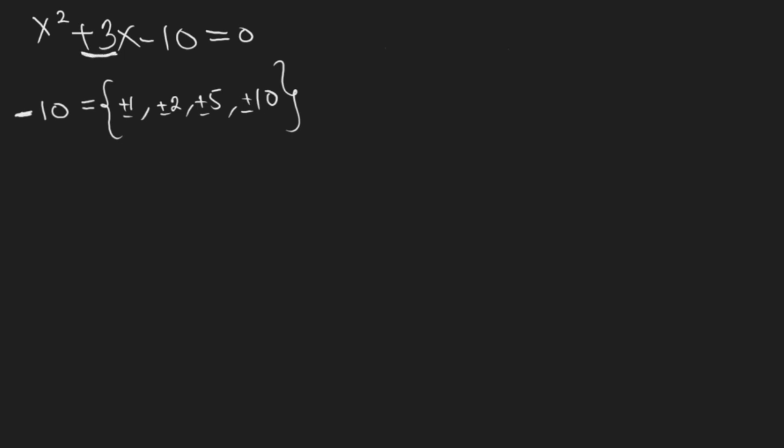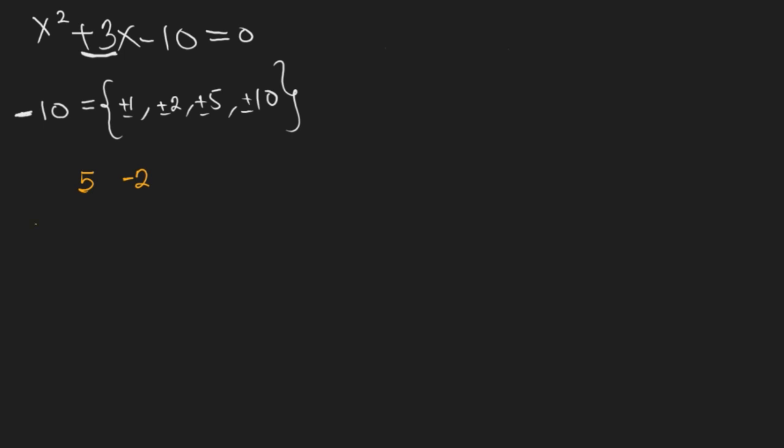So definitely I can't use 10 and 1. It means I have to use 5 and 2. Okay, so what would I do to 5 and 2, such that when I multiply, I'll get negative 10, and then when I add, I'll get positive 3? So I can negate the 2 here, so that 5 times minus 2 gives me negative 10, and 5 plus minus 2 gives me positive 3. So these are the factors I'll use.